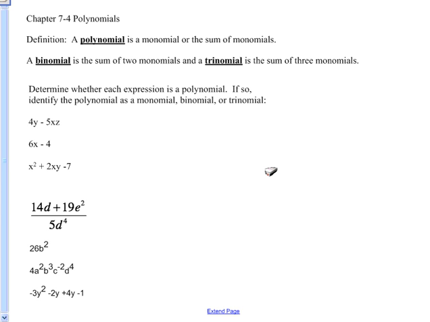And 14d plus 19e squared divided by 5d fourth has three terms, and each term by itself would look to be a monomial. But 5d fourth in the denominator, when you take that and put it in the numerator, that's a negative exponent. d to the fourth in the denominator is d to the minus fourth. When you have a negative exponent, it is not a monomial, and this term is not a polynomial. You would just simply write down nothing next to that if asked which of these it is.